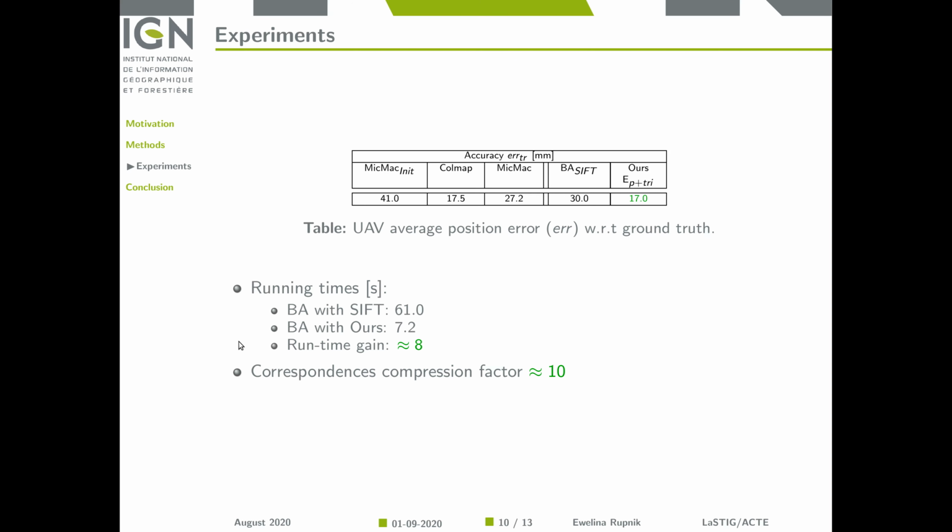The bundle adjustment run on the full structure results in 30 mm accuracy, and the bundle adjustment on the approximated structure performs as well as COLMAP, giving 17 mm accuracy. Concerning the runtime, the bundle adjustment on the full structure takes 8 times longer than the bundle adjustment on the approximated structure.